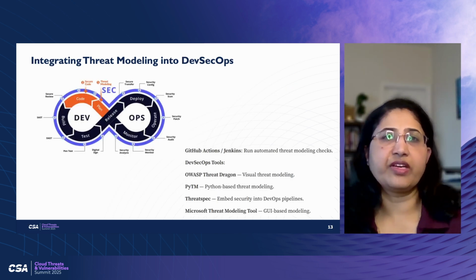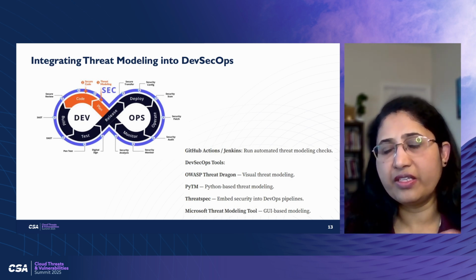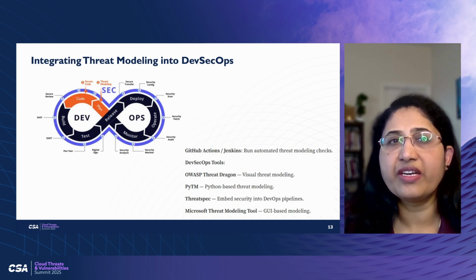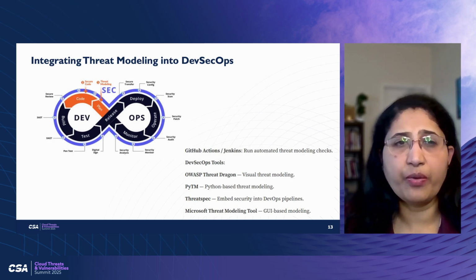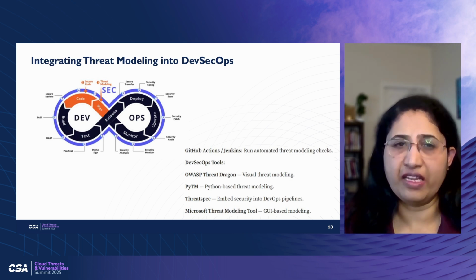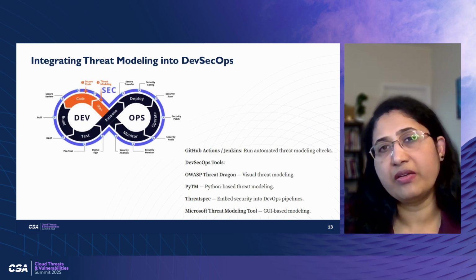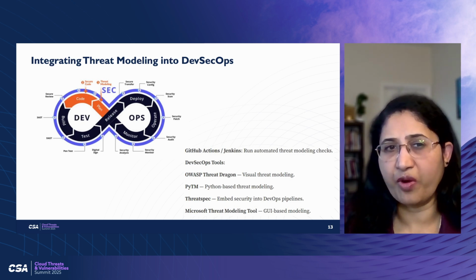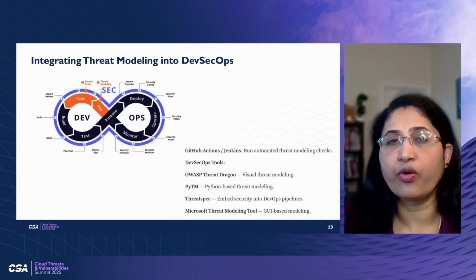Then, integrating threat modeling into your DevSecOps process. As I was mentioning initially, it's very much needed to integrate threat modeling into the DevSecOps process. Usually when we start off a project, we do threat modeling during the planning phase, before we code the application. The DevSecOps process is an iterative process. It's not something where you do it end to end and say, okay, I'm done with it.